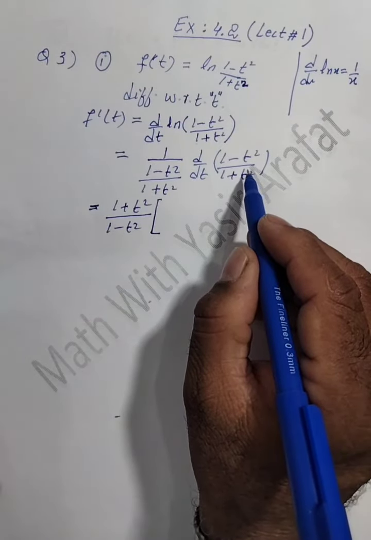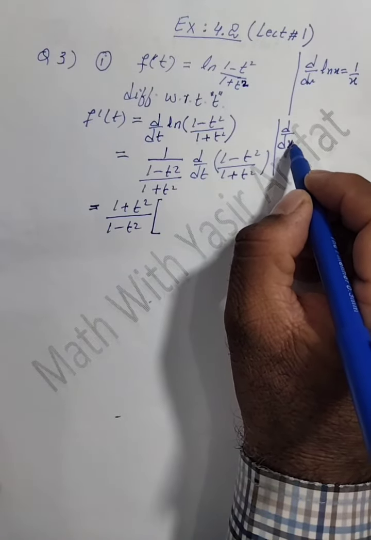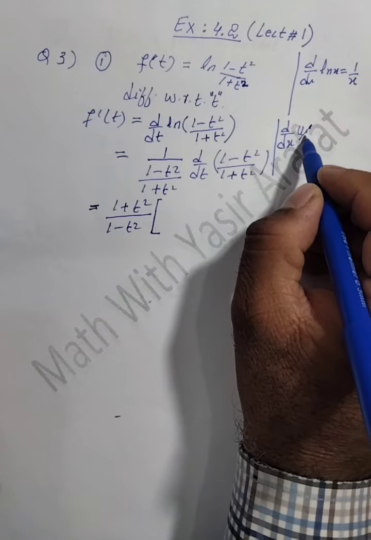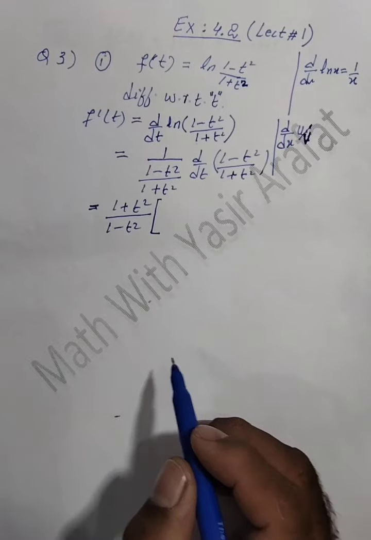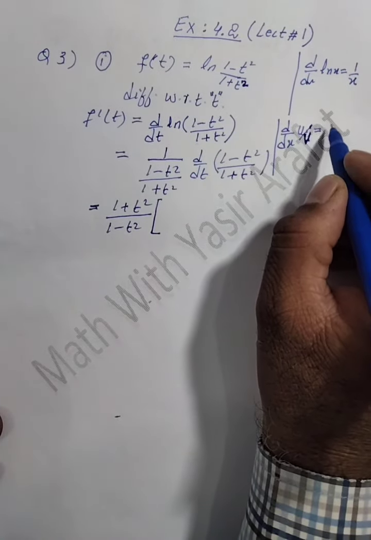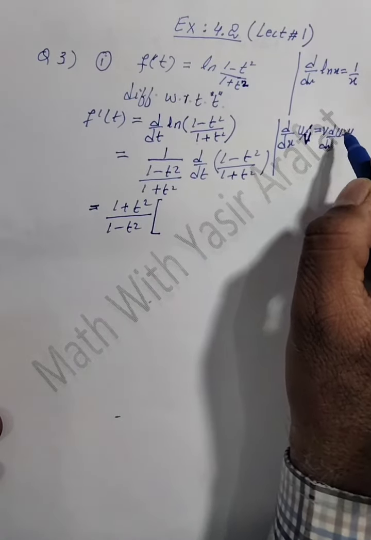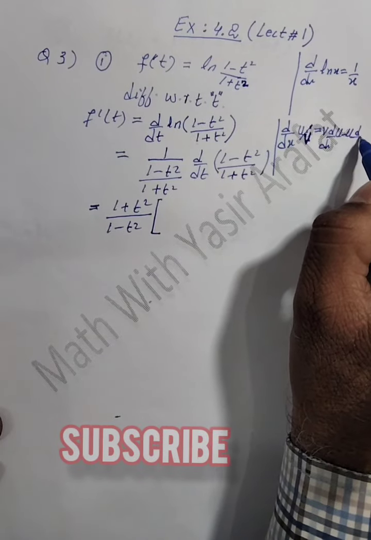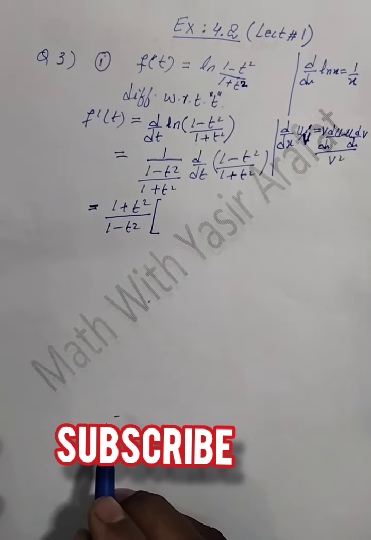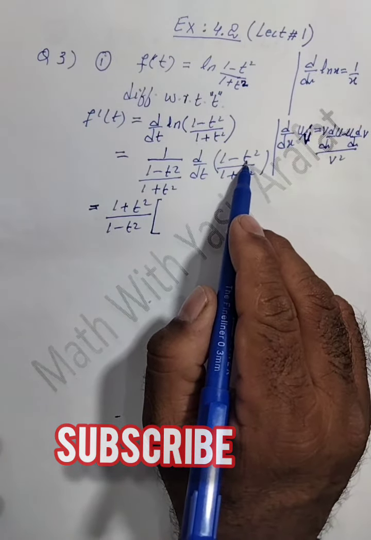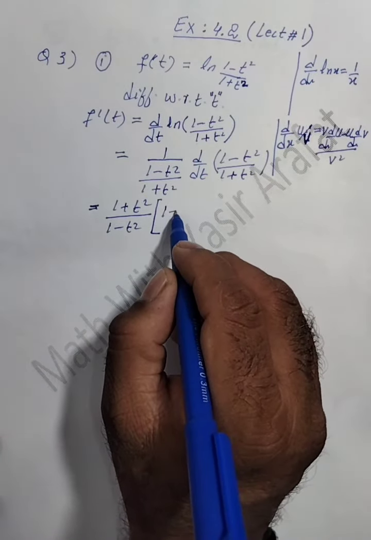Here we have to use the quotient rule. What was the quotient rule? If two functions are in quotient form, we apply the formula: v as it is times derivative of u, minus u as it is times derivative of v, divided by v square. This is the quotient rule. So what is u here? 1 minus t square, and what is v here? 1 plus t square. So for u over v, we are going to apply the quotient rule.